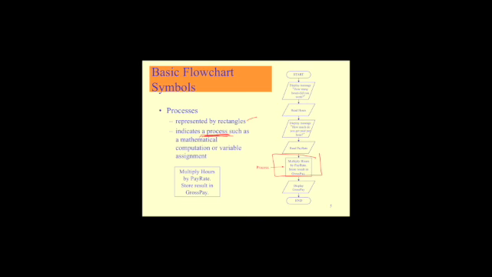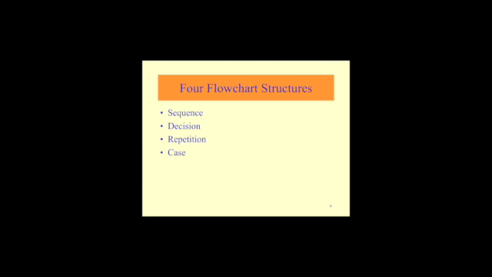Moving on to the next step, flowchart structure. The structure of a flowchart indicates four main structures: sequence, decision, repetition or loop, and case.